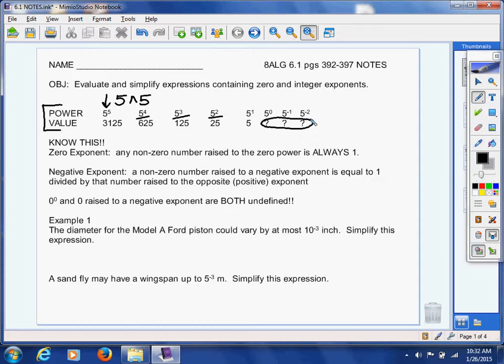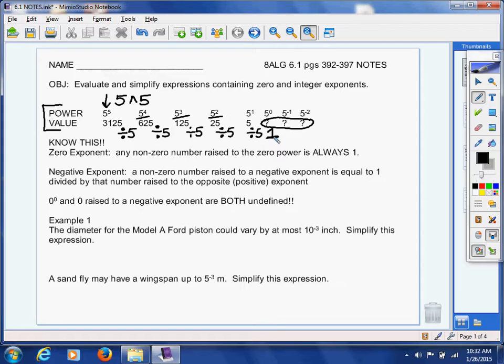Go ahead and type 3,125 into your calculator and then divide that by 5. Did you get 625? The answer should be yes. Now take 625 and divide it by 5 again. Did you get 125? Hopefully yes. Then take 125 and divide it by 5, and you'll get 25. Take 25, divide it by 5. You should get 5. And we all know what 5 divided by 5 is. You should get 1. 5 to the 0 should equal exactly 1.